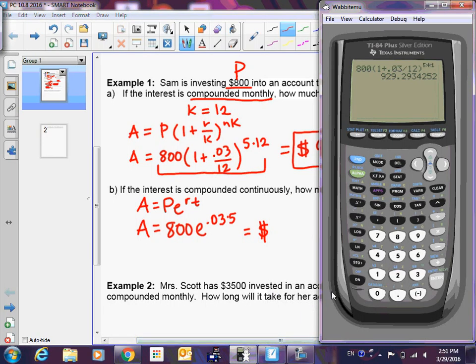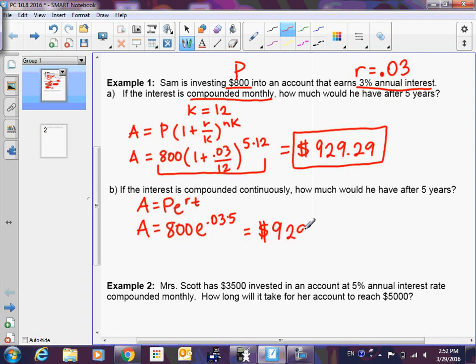Okay, when you type this in, please make sure you're using the E in your calculator. Okay, which is going to be second, ln, that's how you do e to the power of. Make sure the 0.03 and the times 5 is all in that exponent. Looks like this is 47 cents.